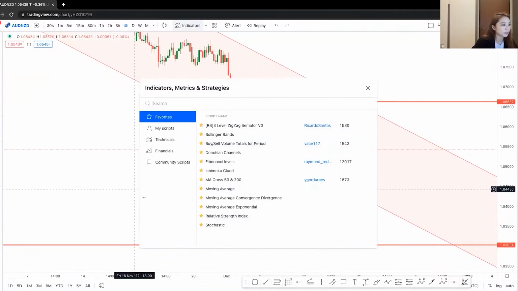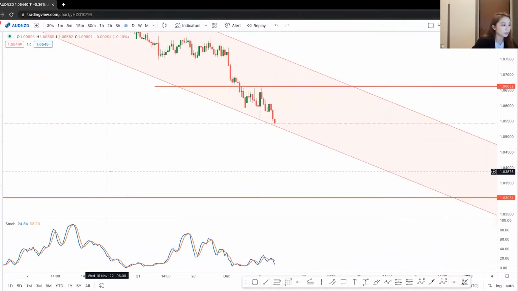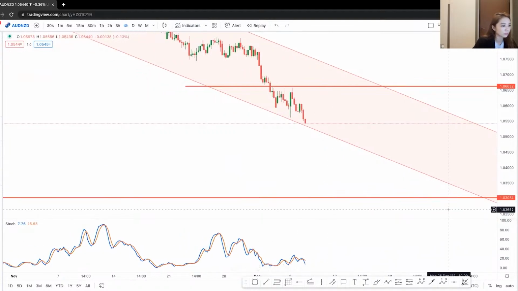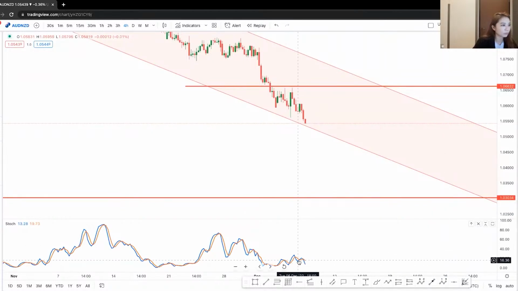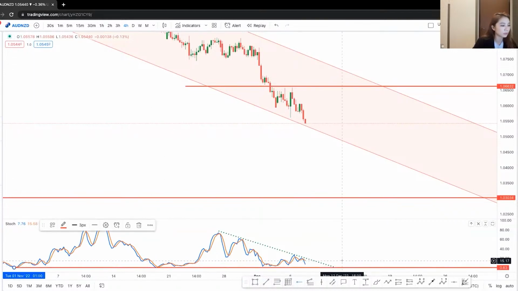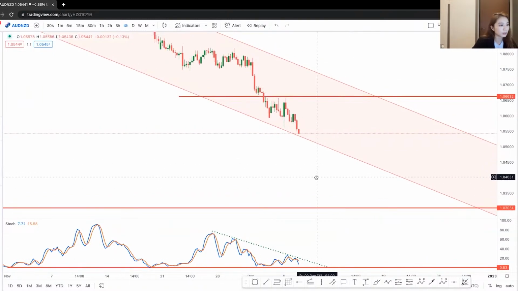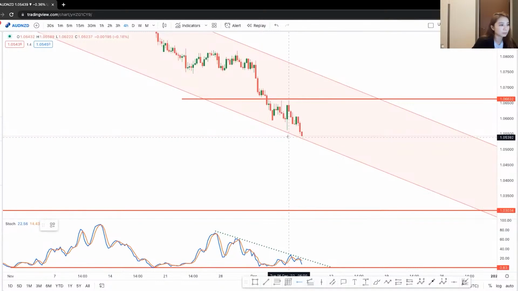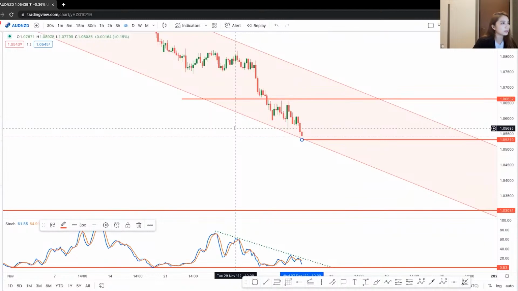Let's take out stochastics first because I want to see, is there any chance of divergence? No chance of divergence. We are still looking at a downward sloping even on the stochastics and a lot of close support levels. However, I do see that there's a chance for a small bounce up. However, I don't think it is worth the risk.